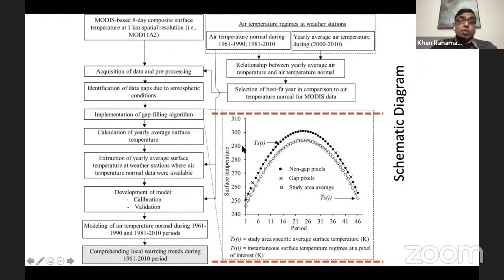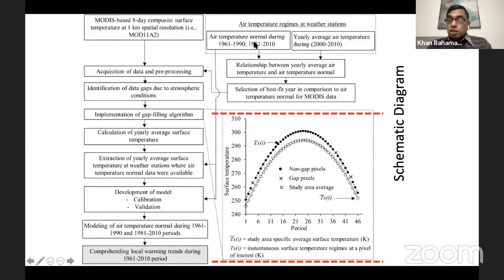So I used the MODIS 8-day composite image. For a particular year, there were 46 images, okay? And I received the data for air temperature normal. We call the 30-year average of climate data the normal. We have 3 climate normal datasets in Canada. One is from 1961 to 1990. The second is from 1971 to 2000, and the last one is 1981 to 2010.